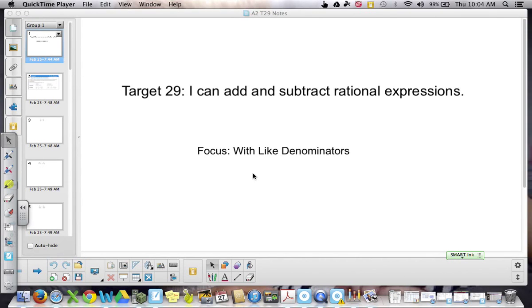Algebra 2, this is target 29, adding and subtracting rational expressions. Today we are going to start just by focusing on adding and subtracting rational expressions that have like denominators.